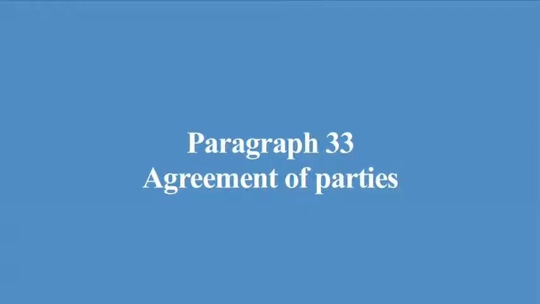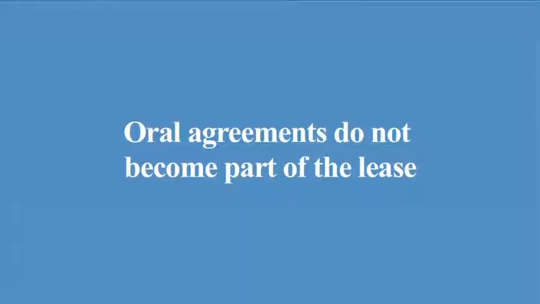Paragraph 33, agreement of the parties. This paragraph informs the tenant that this lease contains the entire agreement between the landlord and the tenant. Oral agreements do not become part of the lease. Any changes must be in writing and signed by all parties. Remember, the lease is binding once it is signed by all the parties.